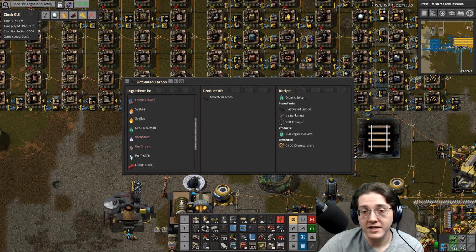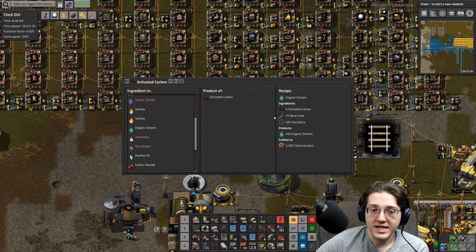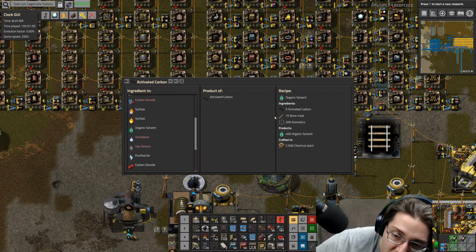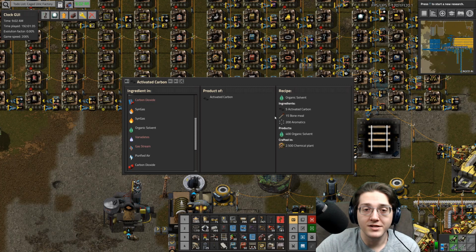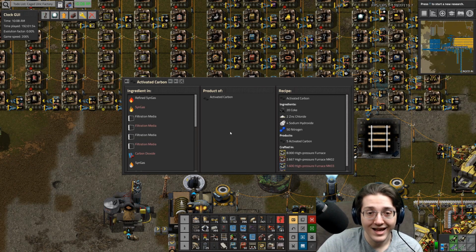Fantastic. Oh, by the way, there's the organic solvent recipe. There's the organic solvent recipe. Right there. That's the one. So you know how I said we're doing niobium? Well, actually, we're doing zinc, I guess. I guess we're actually doing zinc. Well, I have zinc. I need to make zinc chloride to make activated carbon.